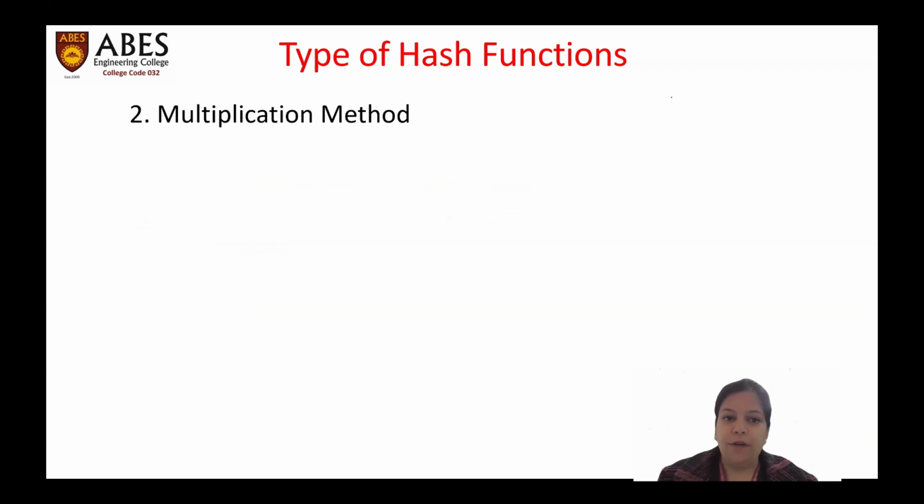The second type of hash function is the multiplication method. In the multiplication method, the hash value, represented by h(k), is computed by multiplying the key value with a constant, and then we mod it by 1, and then we multiply this value with the table size, and then we take the floor. This is called the multiplication method.